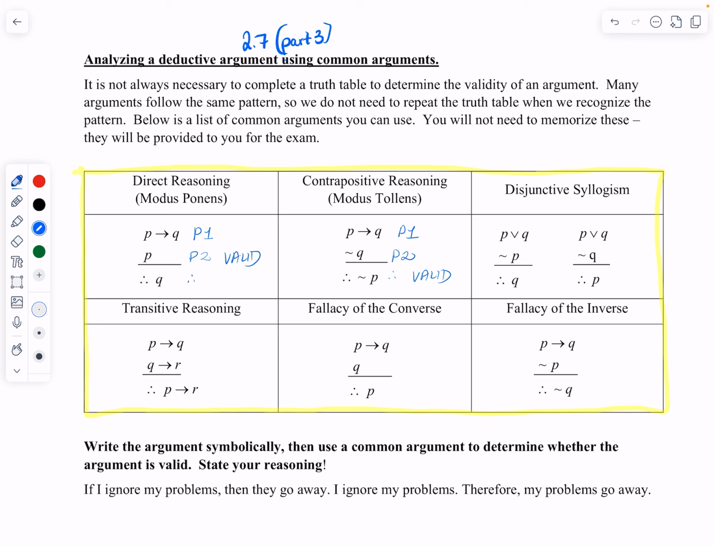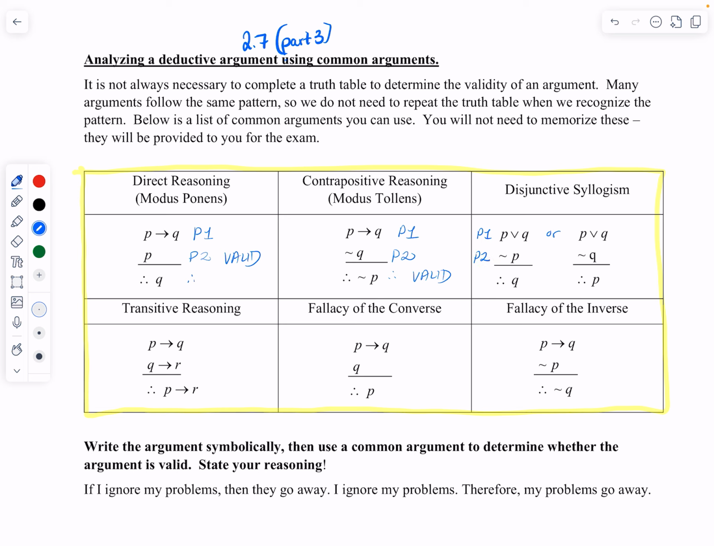In disjunctive syllogism, we have two options. P1 in the first option is P or Q, which is called a disjunction, or disjunctive, sorry. And P2 is negation P, therefore Q is the conclusion. Or I can have P or Q as premise 1. Premise 2 is negation Q, and the conclusion is P. Both of these are valid arguments.